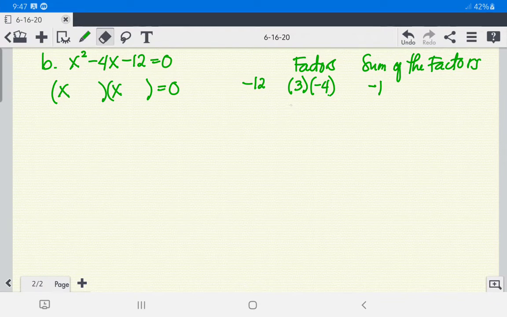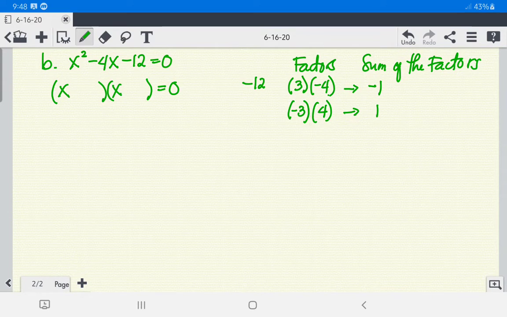Another factors are negative 3 and then 4. So, negative 3 times 4, we have negative 12. If you get the sum of that, that is positive 1 only, which is not the numerical coefficient of the middle term, negative 4x.